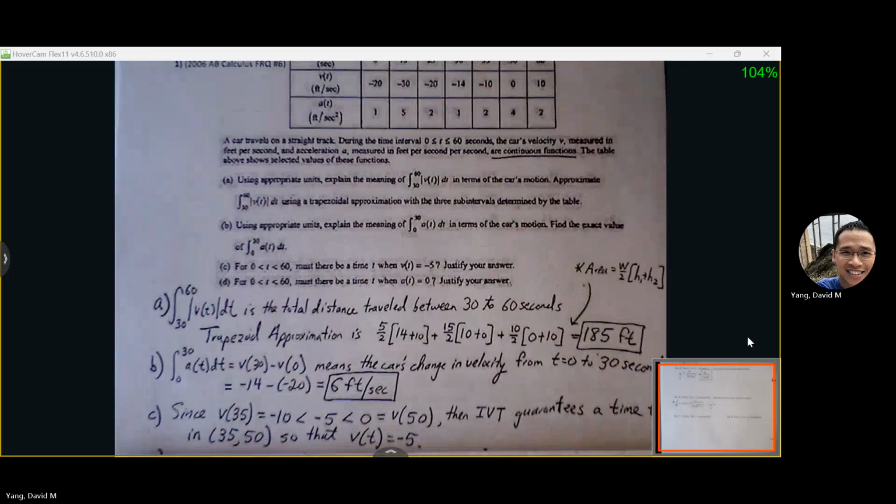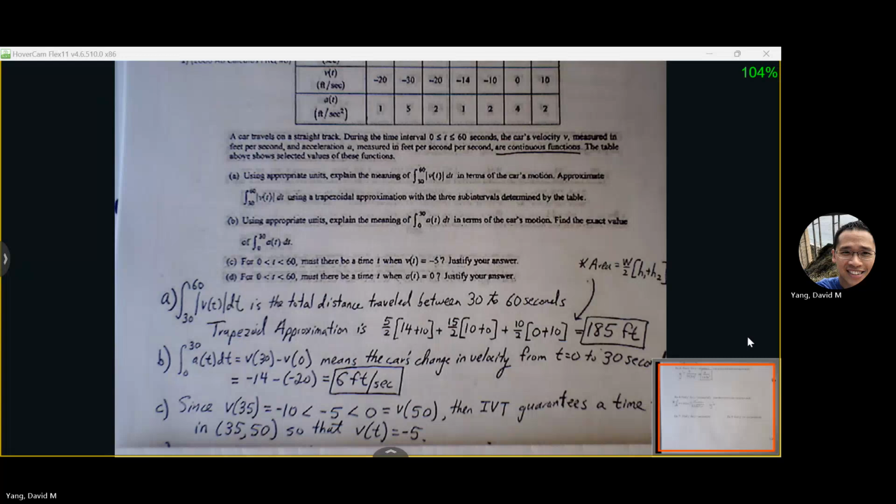Now, part D says between 0 and 60 seconds, must there be a time when acceleration is equal to 0? So this one, if we tried to do IVT, we would kind of get stuck, right? Because all these accelerations are positive. So we can't really look at this and say, okay, I can guarantee this acceleration is 0. Because if I just look at the acceleration table, all these are positive values. To guarantee it, it's going to have to dip below these positive values. So IVT doesn't quite work, but there's something else that we can use, right?